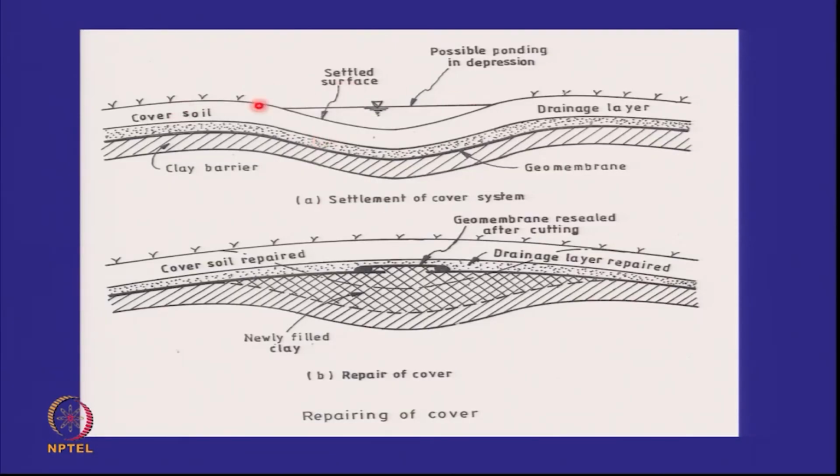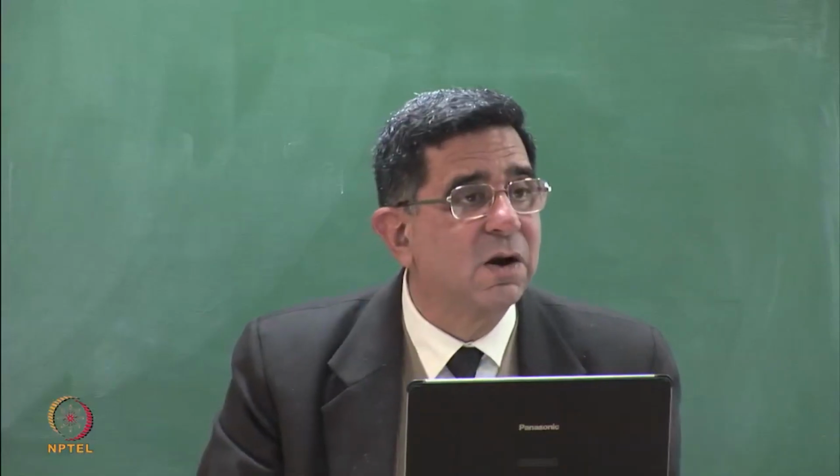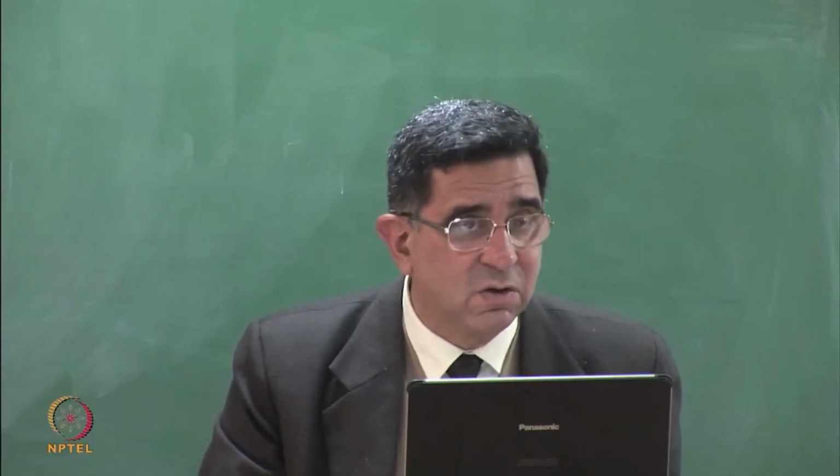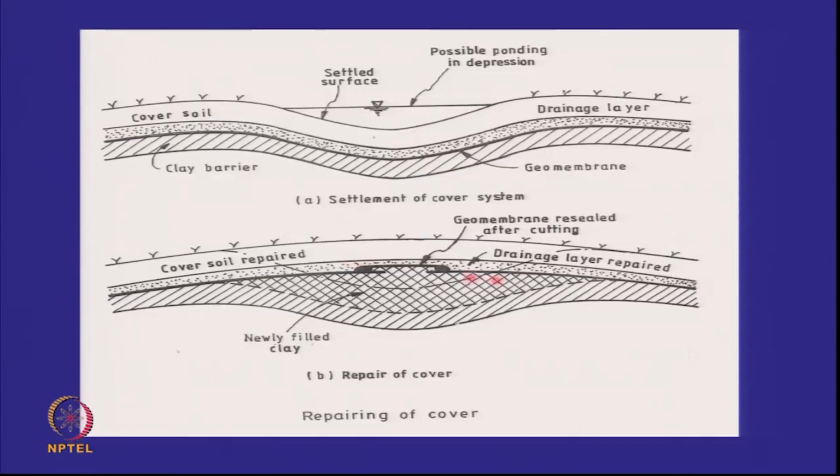If a depression is formed, the problem is you can have ponding and other problems. So you come back and dig this up. You cut this geomembrane, fill up the soil at the bottom, and put another piece of geomembrane on top. You bring it back to its convexity. So how often you are repairing makes this depression smaller and smaller. If you see it early, you can repair it. So this is the way to repair covers.